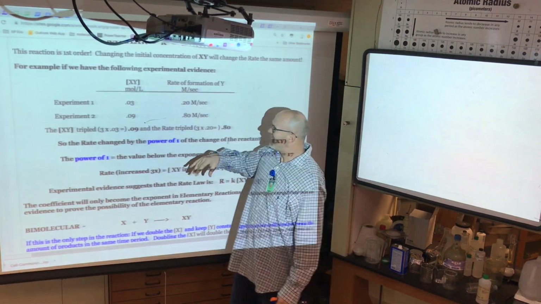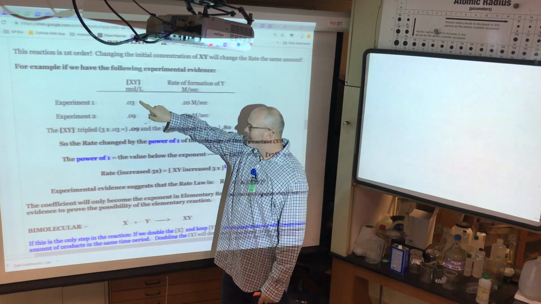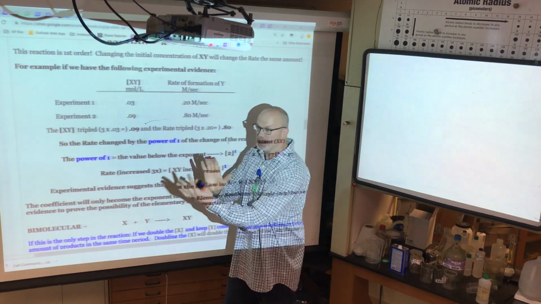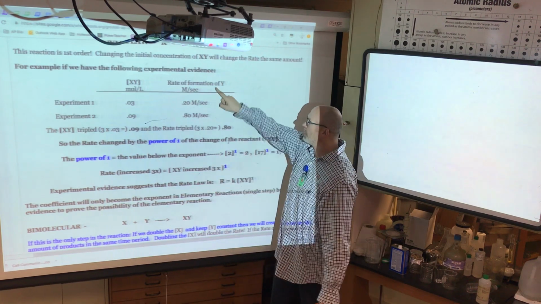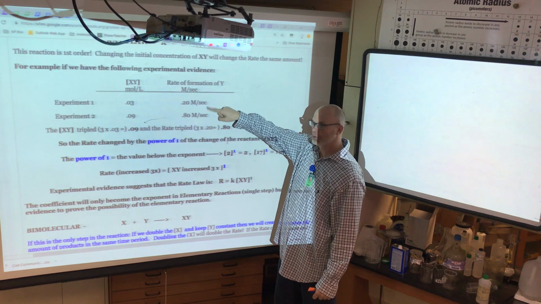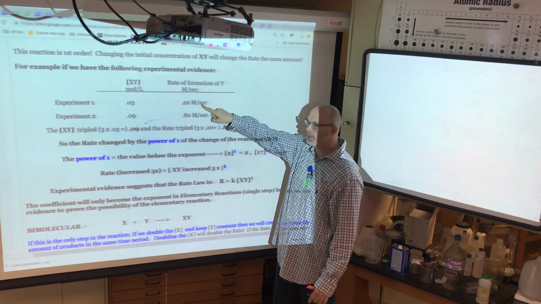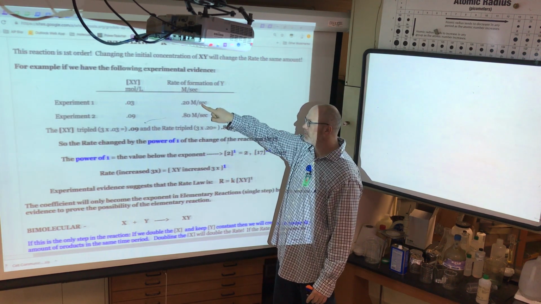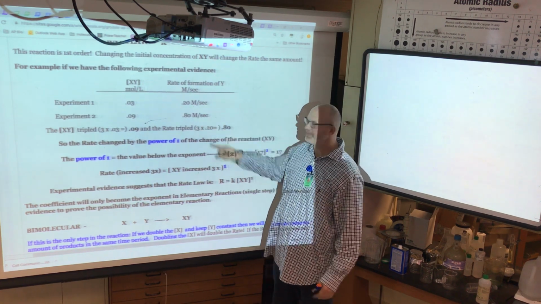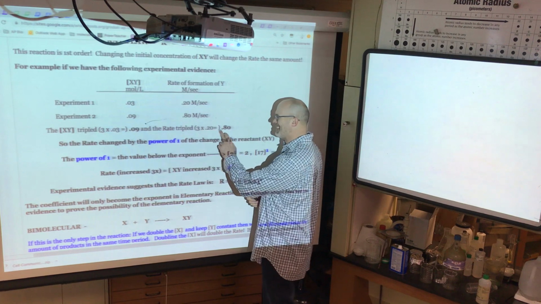Meaning that in this case it's just XY. So when I triple the initial concentration of XY in my reaction vessel, the initial rate also triples. 0.2 times 3 gives me, that should be 6. Okay, I gotta fix that. That should be 0.6.